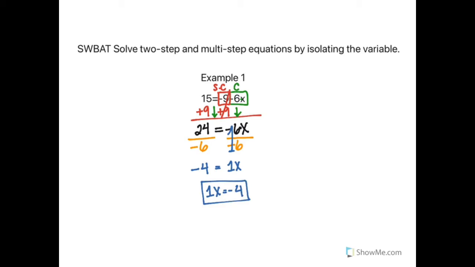But now I always want to check my work to make sure that I have the right answer. My original equation was 15 equals negative 9 minus 6x. So I'm going to replace my variable, and I have negative 9 minus 6 times parentheses negative 4. I want to check, when I put this into the calculator, does that equal 15? And when I checked, it in fact does, which means that I've solved my equation correctly.